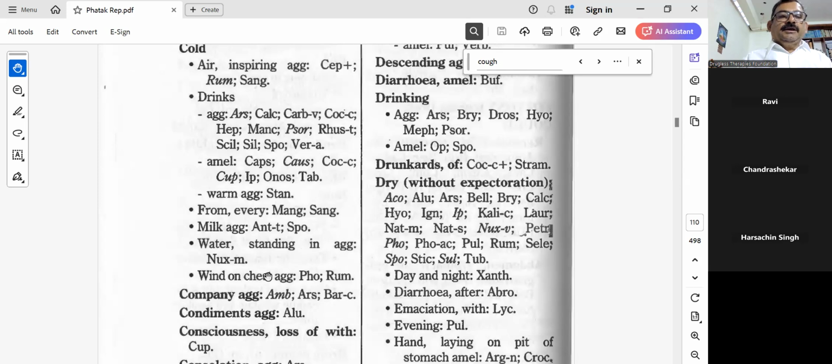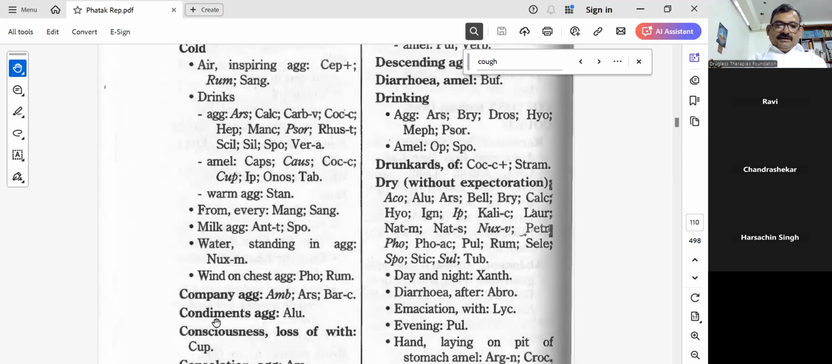Wind on the chest is okay. Company aggravation. See how mind and body are connected. In the company, company means not the industrial company. Company means along with the people. If they are along with the people, that time it is aggravation. That time you have to think about ambra grisea, arsenicum, and bromium.